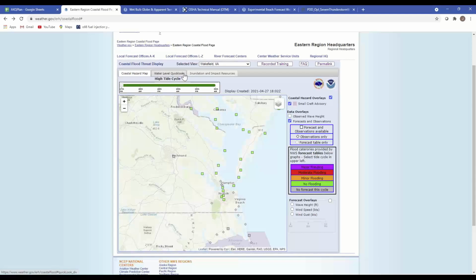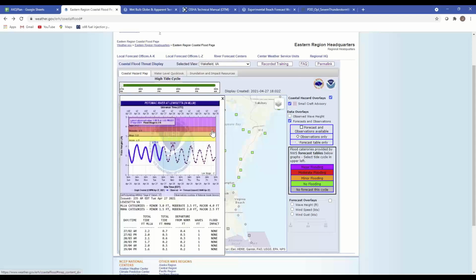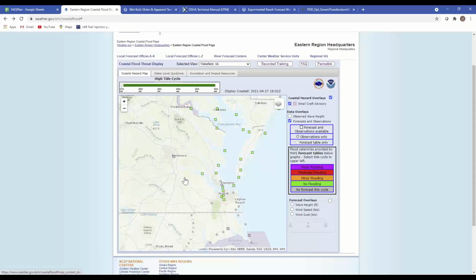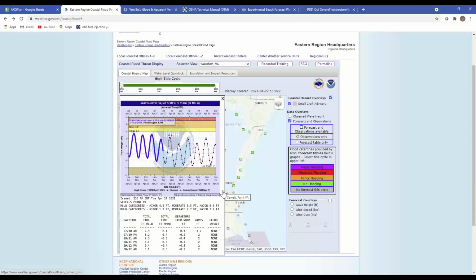You have tabs up here at the top, which we'll focus on. It defaults to the coastal hazard map. We'll talk about the quick look page and then some other inundation resources and impact resources. When it first comes up, you have this nice map here. You can just mouse over a location. So if I mouse over Sewells Point, it gives me the hydrograph, the same thing you see on our AHPS pages that you're probably used to viewing.